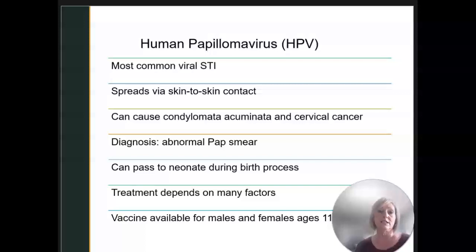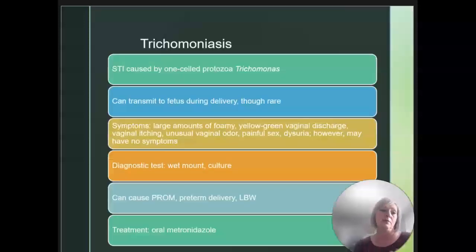So HPV, we're also seeing a decrease in this. HPV is the number one thing that we see women get with cervical cancer. But with the new HPV vaccines, we're not seeing nearly the amount of human papillomavirus that we have seen. It's the most common viral STD, not bacterial, and it's spread by skin-to-skin contact. We usually diagnose it just by looking at it, or with a pap smear that shows some abnormal cells. It can be passed to the baby during the birthing process, so they're going to look and see if mom has any active lesions.